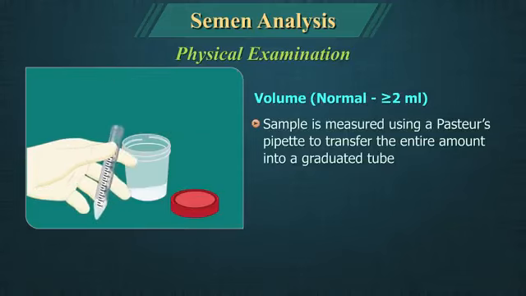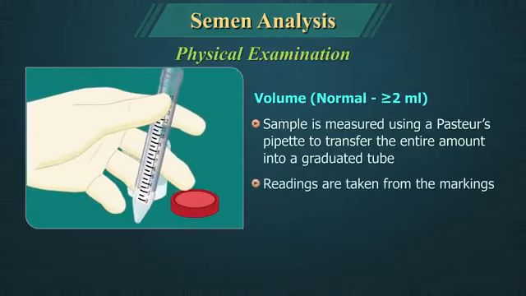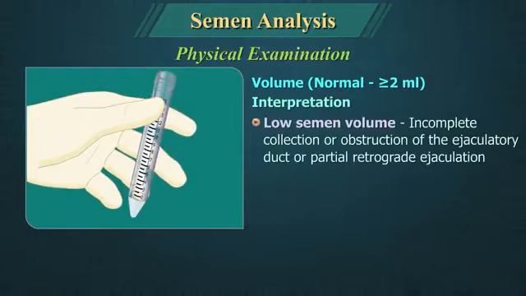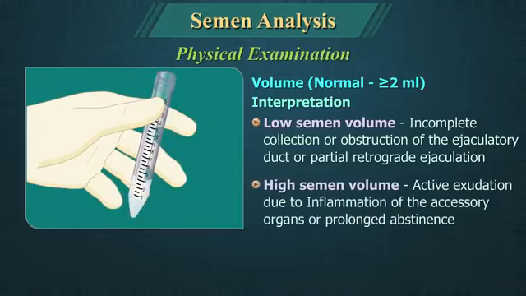Volume. Volume of the semen sample is measured using a Pasteur's pipette to transfer the entire amount into a graduated tube. The readings are taken from the markings. Low semen volume may be suggestive of incomplete collection or obstruction of ejaculatory duct or partial retrograde ejaculation. High volumes may be associated with active exudation due to inflammation of the accessory organs or prolonged abstinence.